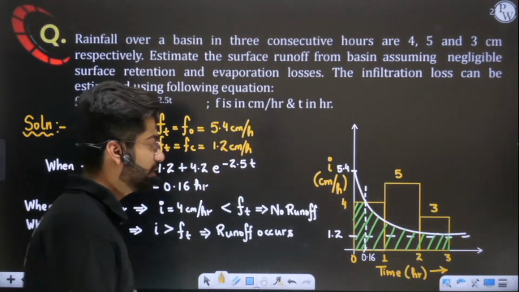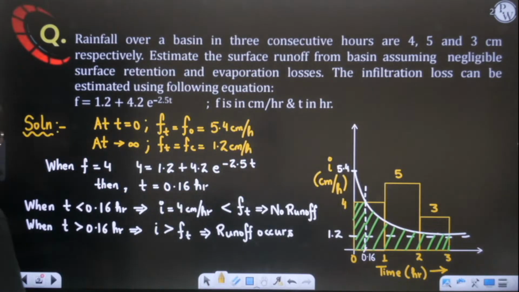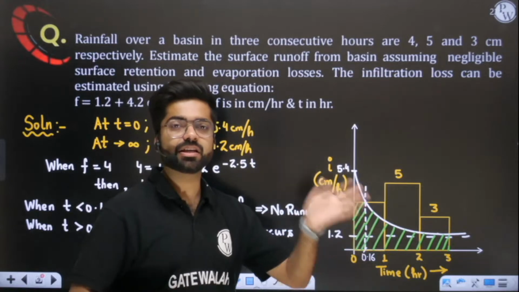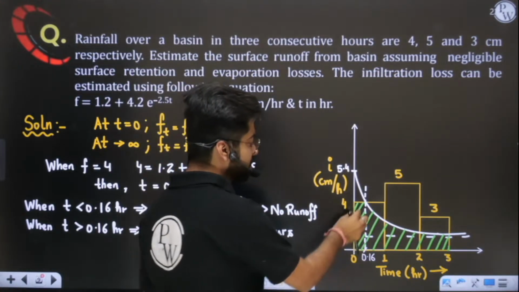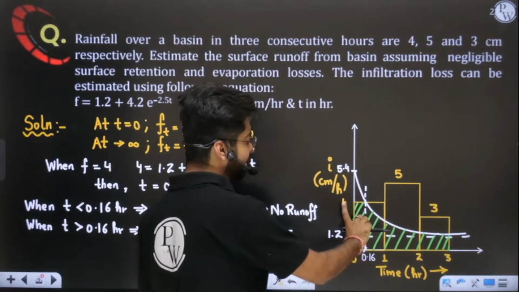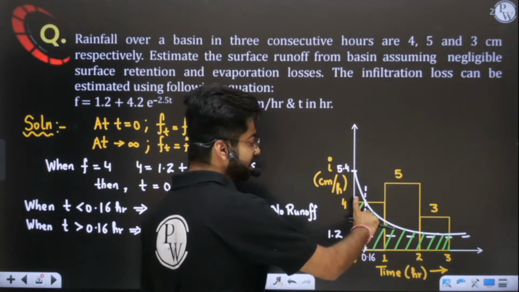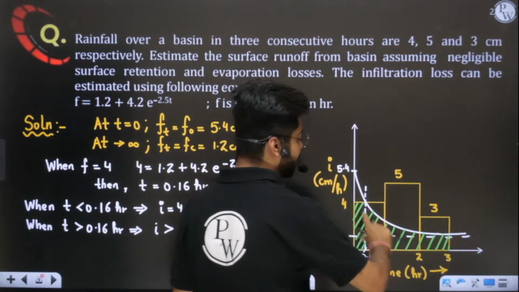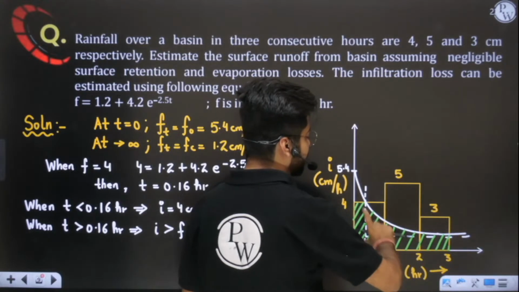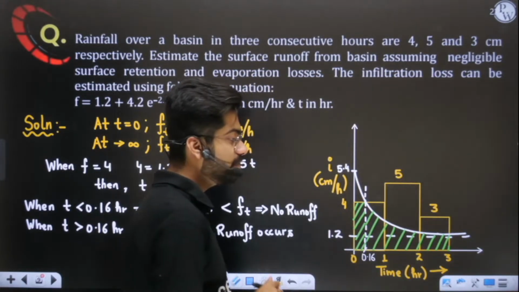Okay, Sushil, I think you are very clear now. Now let us find the area. So the area of this rectangular part is 4 into 0.16. Then after this, we will find the area under the curve. Tell me, if you want to find the area under this curve, how will I find it?